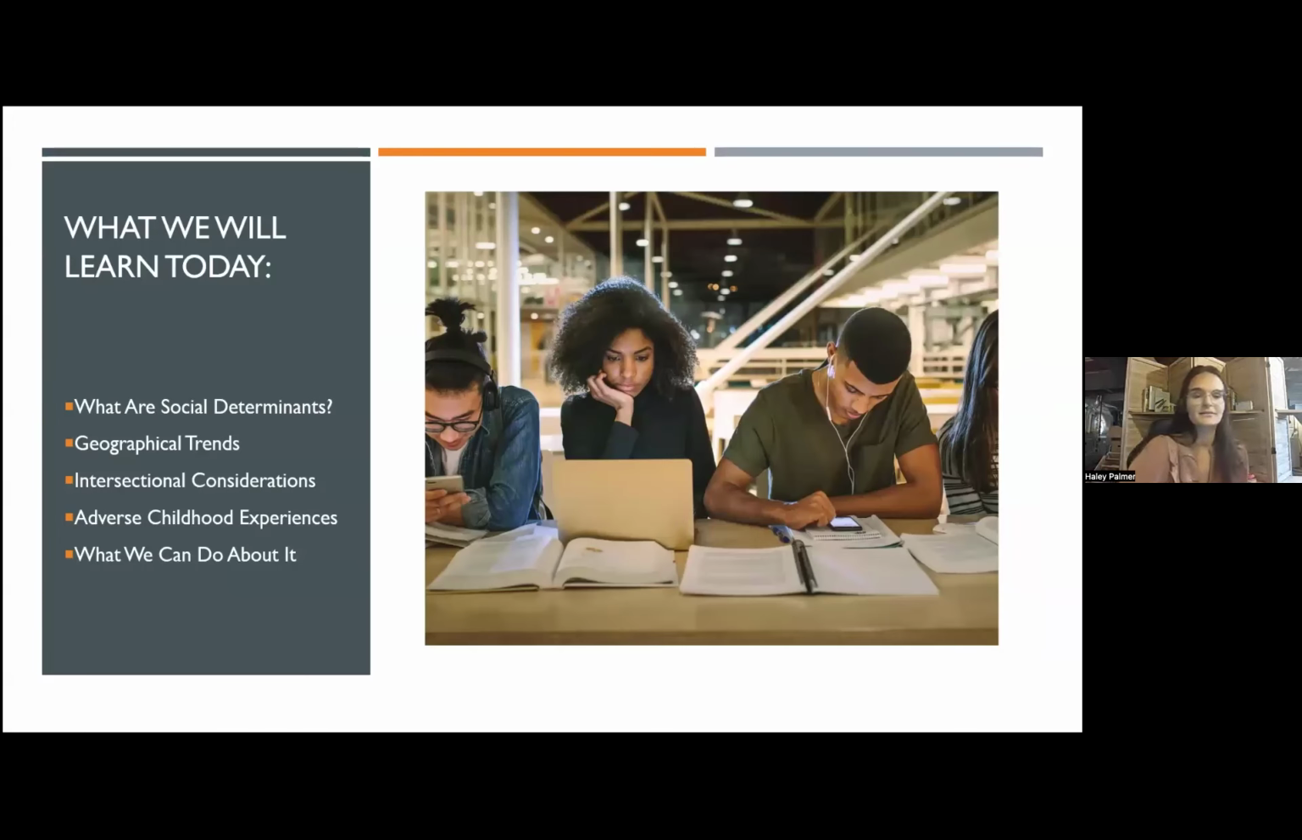Our objectives of what we will learn today are we will define what social determinants of health are. We will review some geographical trends. We will look at this through an intersectional lens. We're going to go over what adverse childhood experiences are and how those show up in our own lives and our patients, especially. And this topic can be pretty heavy because we're talking about every type of issue that people can face coming into healthcare and what we as providers or people in healthcare are expected to do about it. So I like to come from a solutions point of view that helps me prevent burnout and keep it going.